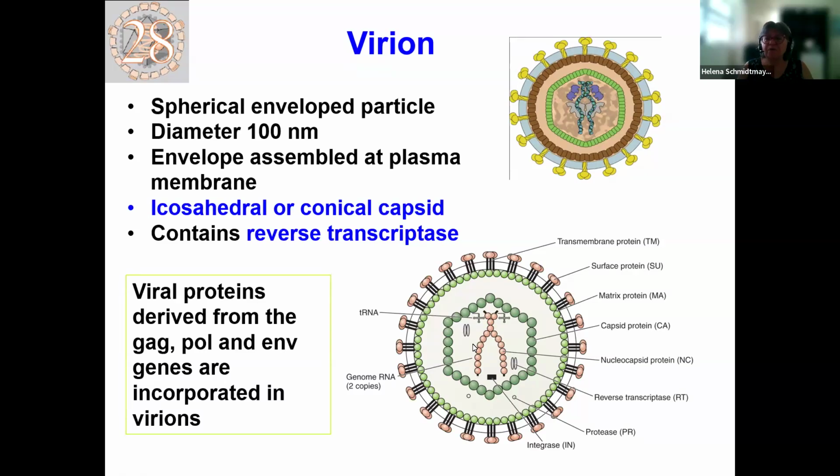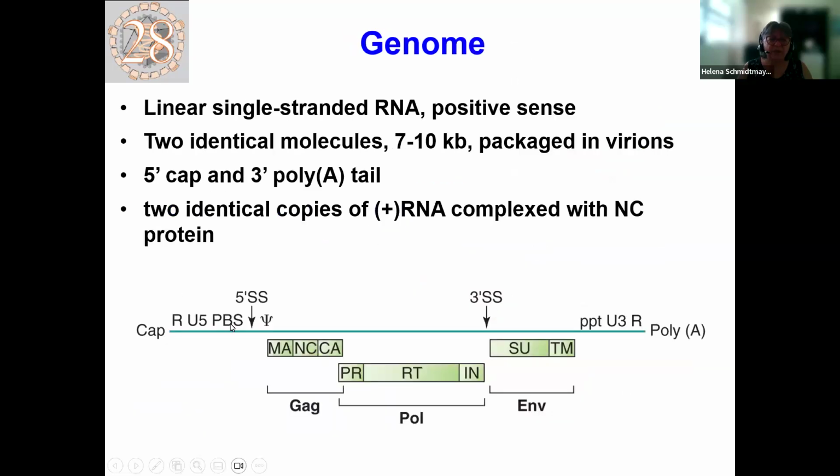However, retroviruses always package two RNAs, two single-stranded RNAs, and also cellular tRNA, which serves as a primer during retrotranscription. Now, these proteins are derived from the GAG, POL and ENV genes. So you can see it here. The genome is linear, single-stranded RNA. Even though it is positive sense, it cannot dock on ribosomes. It needs to be retrotranscribed and the DNA is targeted to the nucleus.